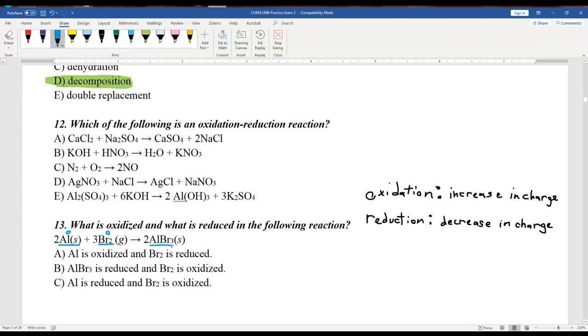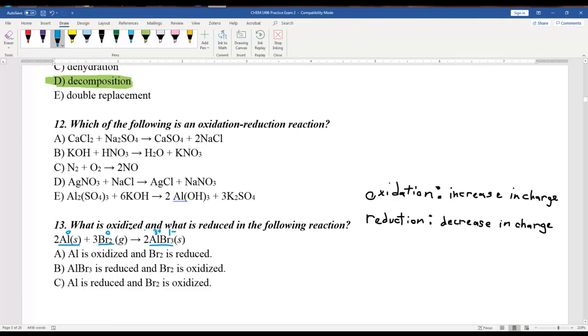Now on the other hand, on this side you have aluminum bromide. Aluminum's a metal, bromine's a non-metal. What type of compound is this? Ionic, exactly. Since it's ionic, that means they do have charges. What's the charge of aluminum in aluminum bromide? 3 plus. What's the charge of bromide in aluminum bromide? Very good, 1 minus.